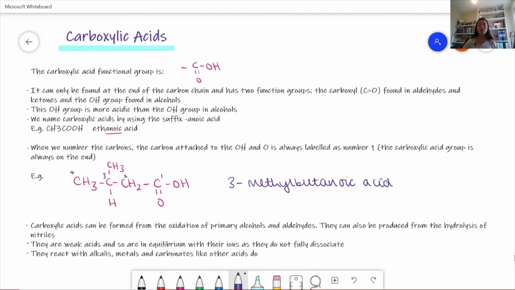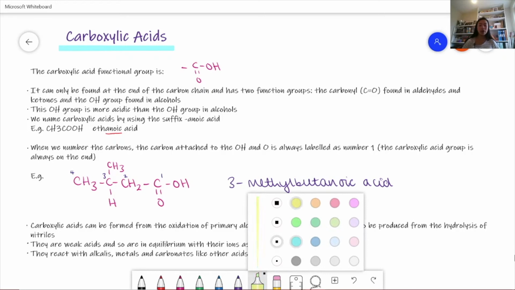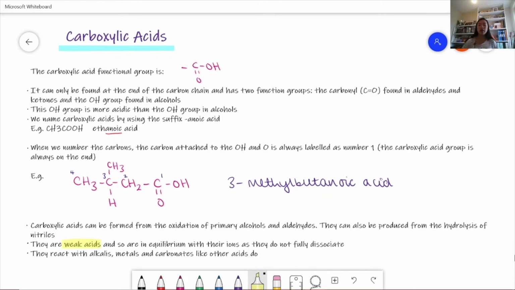Carboxylic acids can be formed from the oxidation of primary alcohols and aldehydes, as we've seen, and they can also be produced from the hydrolysis of nitriles. Carboxylic acids are also weak acids, and this is actually a really important point to remember. They're weak acids, so they're in equilibrium with their ions, as they do not fully dissociate. So the equilibrium that they have with their ions is not a straightforward reaction. It's an equilibrium. And carboxylic acids react with alkalis, metals, and carbonates just like other acids do. They're just not as rapid.